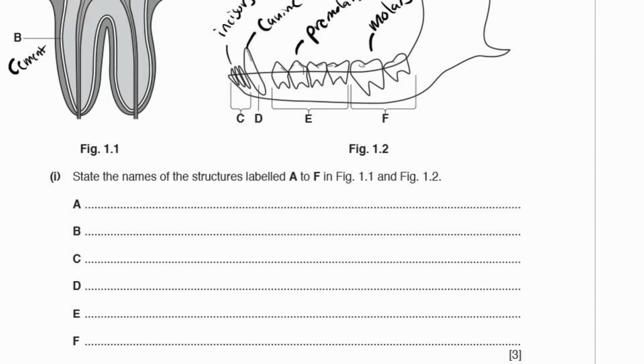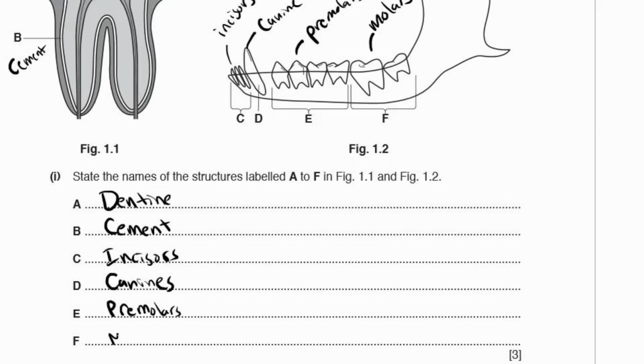Okay. So A was dentine. B was cement. C were the incisors. D were the canines. Well, 1 canine. And E was premolars. And F molars. Sorry, there's only actually 1 canine being shown in that picture, so probably it should be singular. That's the end of this part.